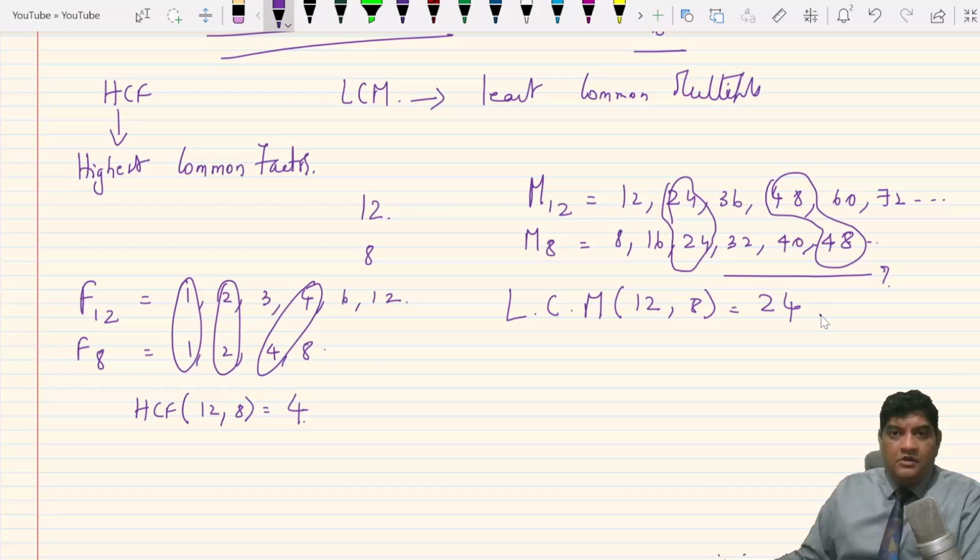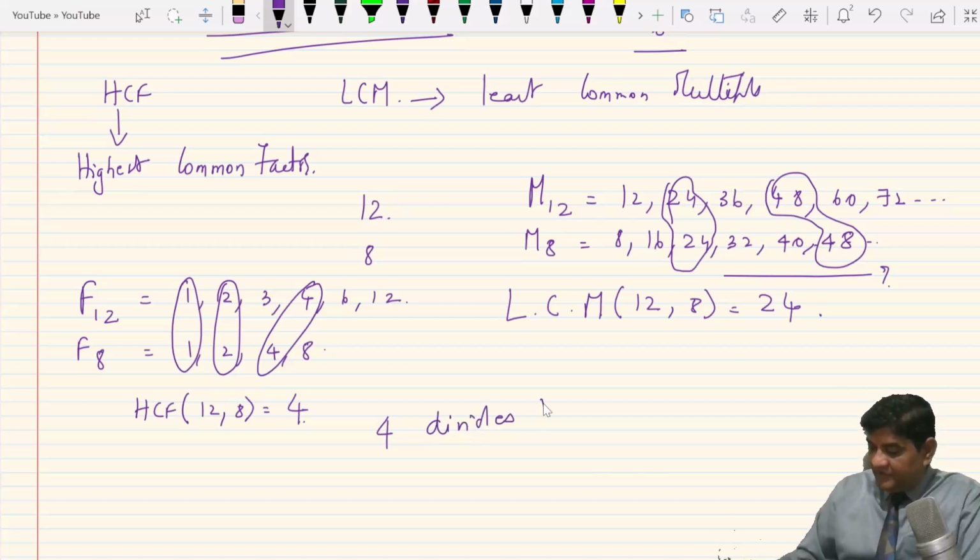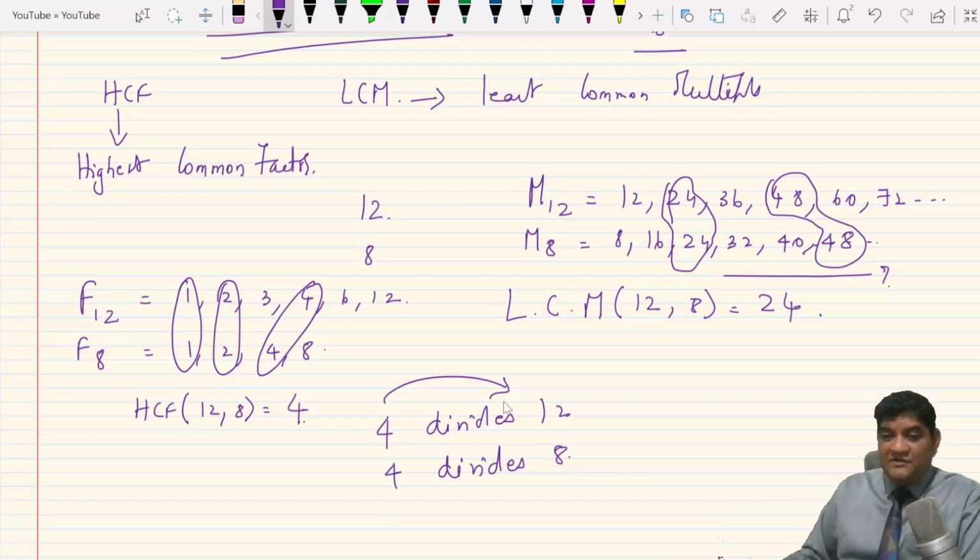Okay. What do we understand from this? We understand that HCF is lesser than the numbers given and LCM is greater than the numbers given to us. HCF will divide the numbers given to us. So 4 divides 12 and 4 divides 8. So the HCF will divide the numbers given. Whereas the LCM is the other way around. The numbers given divide the LCM.